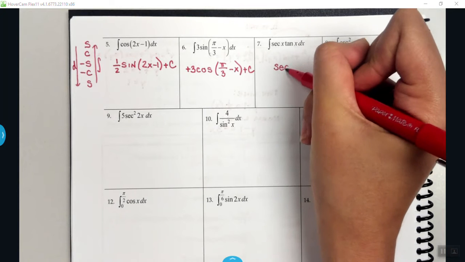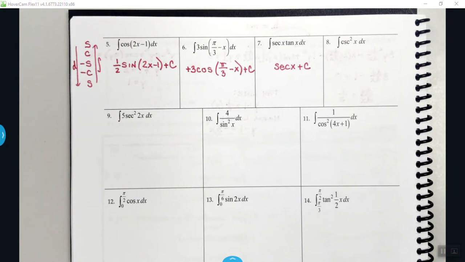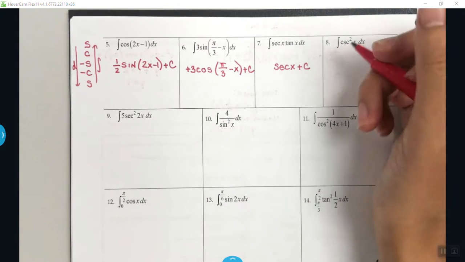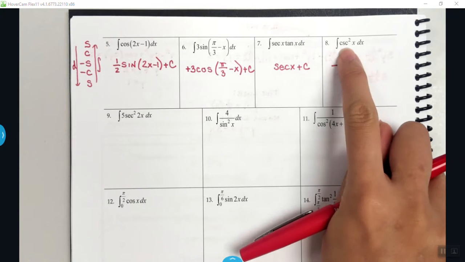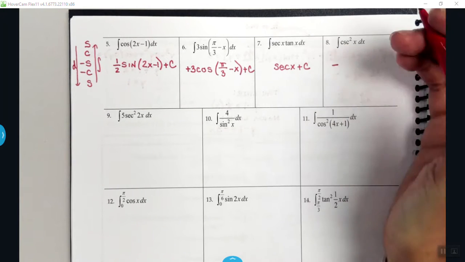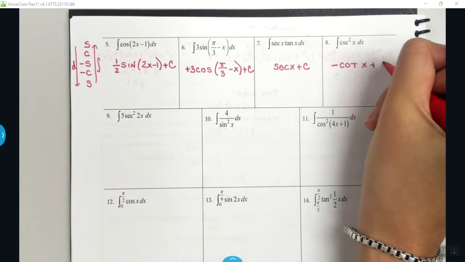Secant. So the integral of secant tangent is just secant. This is cosecant, so it starts with a c, so we're going to make it negative. And then the derivative of what is cosecant squared? Cotangent, yeah. Plus c, okay.